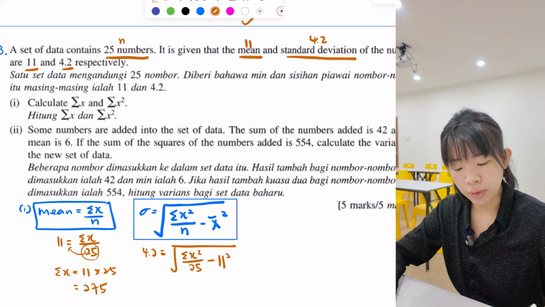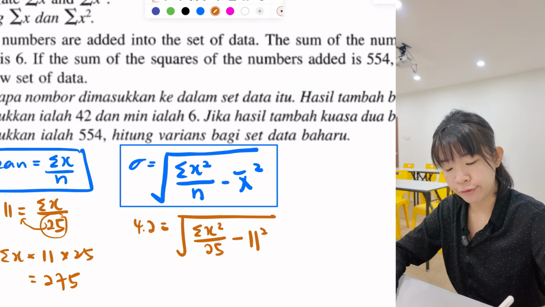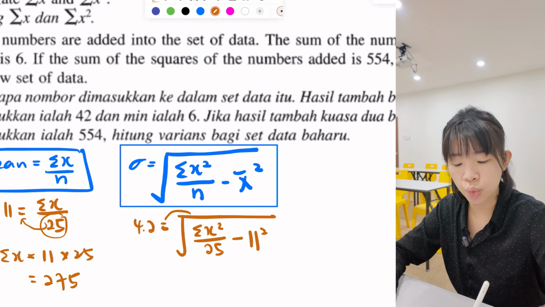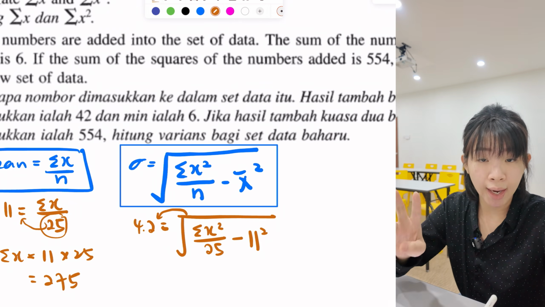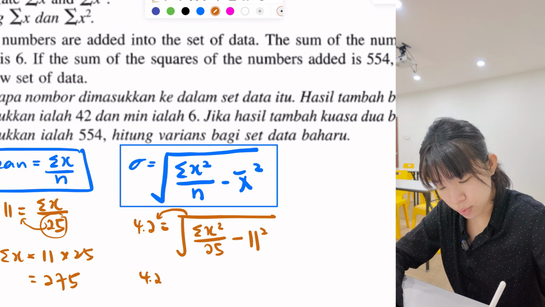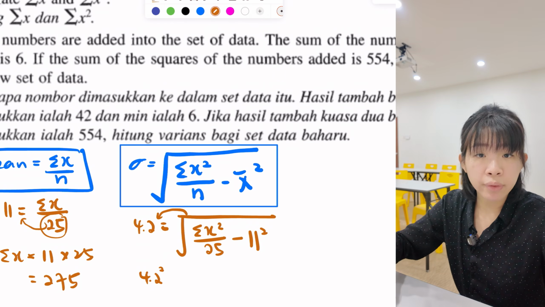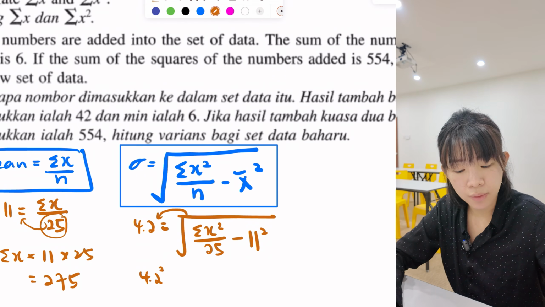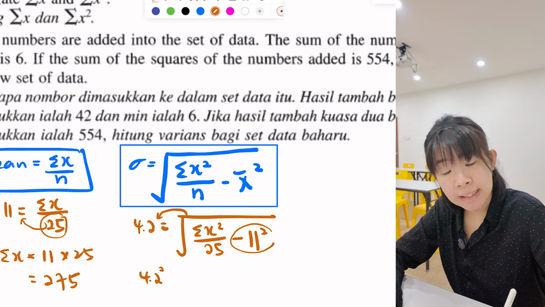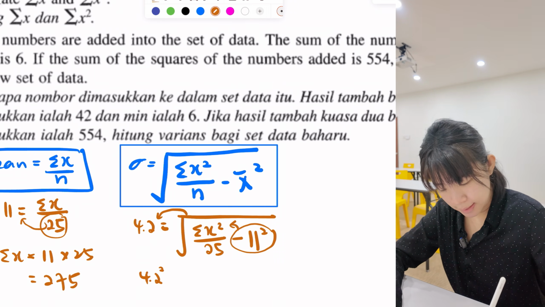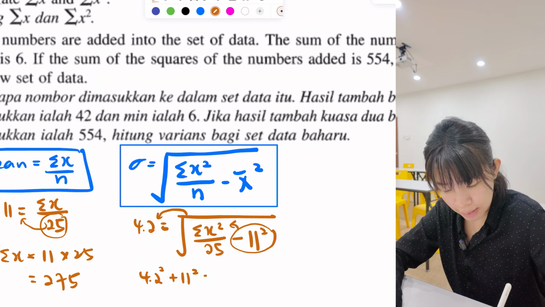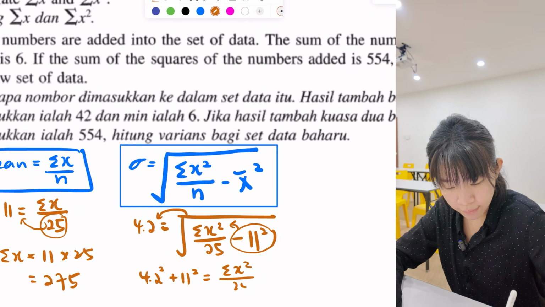Okay, so now if we want to find sum of x squared, so first thing to move definitely will be the square root. So if you bring square root over, punca kuasa bring over, become square. Kuasa 2. So it will be 4.2 square. Okay, after bring square root, what is the next thing? So we have to move minus 11 square over, isn't it? Bring over, become plus. Okay, plus 11 square equal. Okay, here we left with sum of x squared over 25.